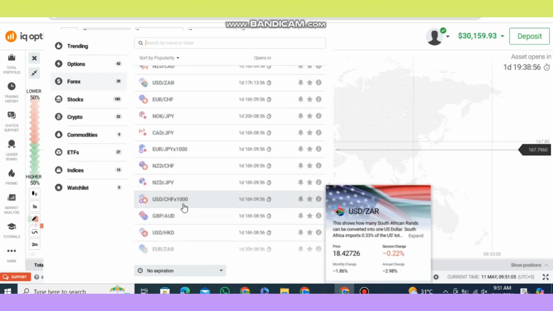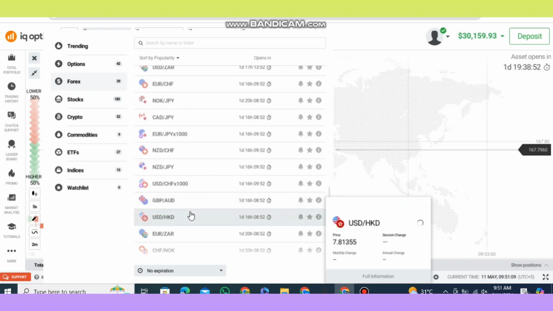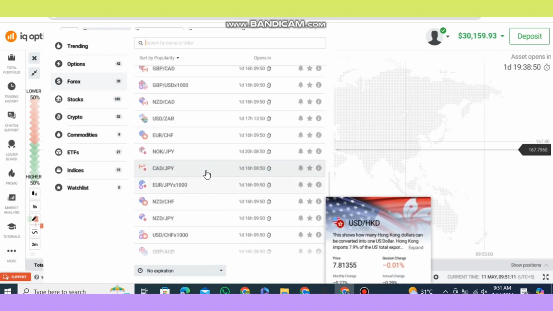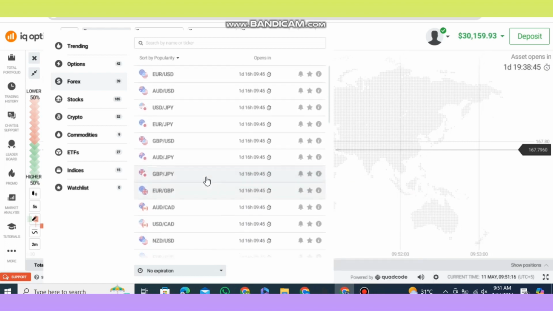Then there are some cross pairs and exotic pairs like the US dollar, Mexican currency. This is, for example, an exotic pair, or the Euro NOK. So let's have a look at the stats.